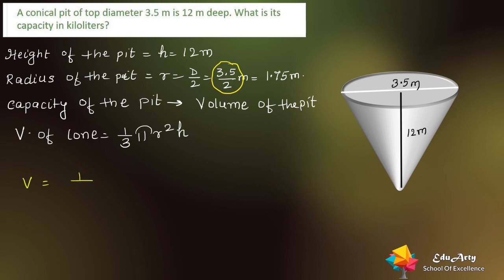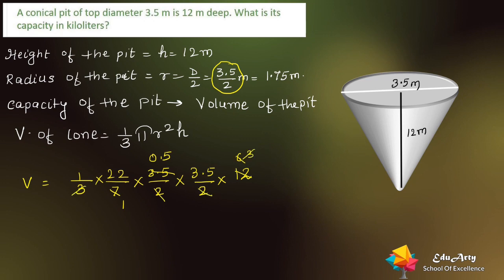Volume is equal to 1 by 3 multiplied by 22 by 7 into r square is 3.5 by 2 multiplied by 3.5 by 2 multiplied by 12. 12 is the height. Okay, now this is going to give you what? This is going to give you 7 times 1. 7 ones are 7 और ये आएगा 0.5. देखो 2 ones are 2, 2 6 are 12, 2 ones are 2, 2 3 are 6 और ये 3 और ये 3 कट जाएगा, correct?